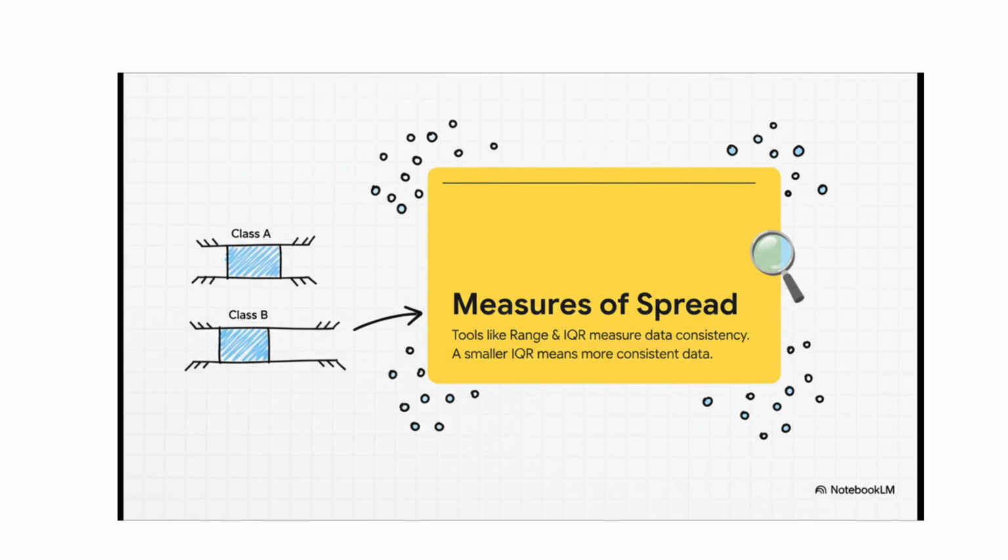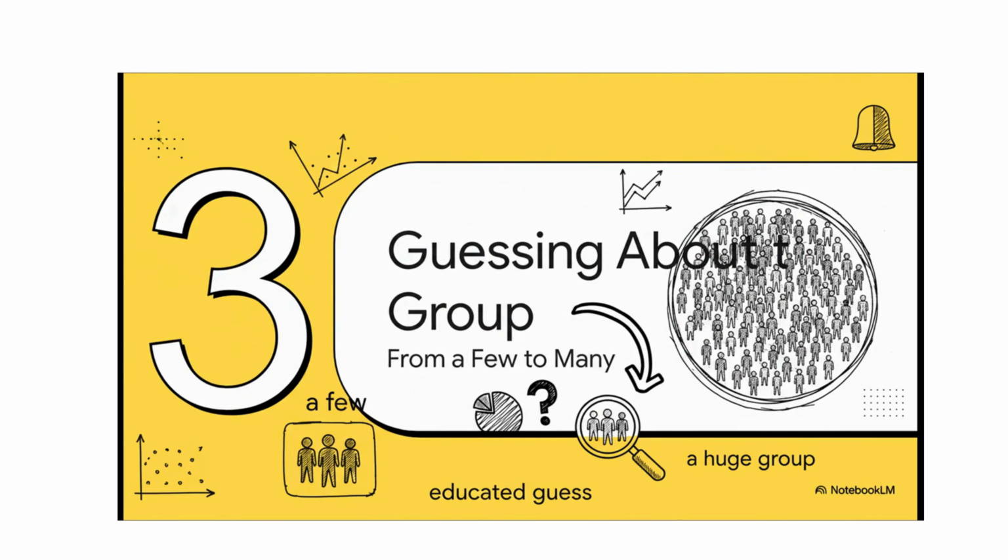So how do we actually measure this consistency, or lack of it? We use tools for what we call spread. The simplest one is the range, just the highest minus the lowest. A much better tool, though, is the interquartile range, or IQR. It basically looks at the middle 50% of the data and sees how spread out they are. But the key takeaway is simple. A smaller IQR means your data is more consistent. Class A has a nice small IQR. Class B's is huge.